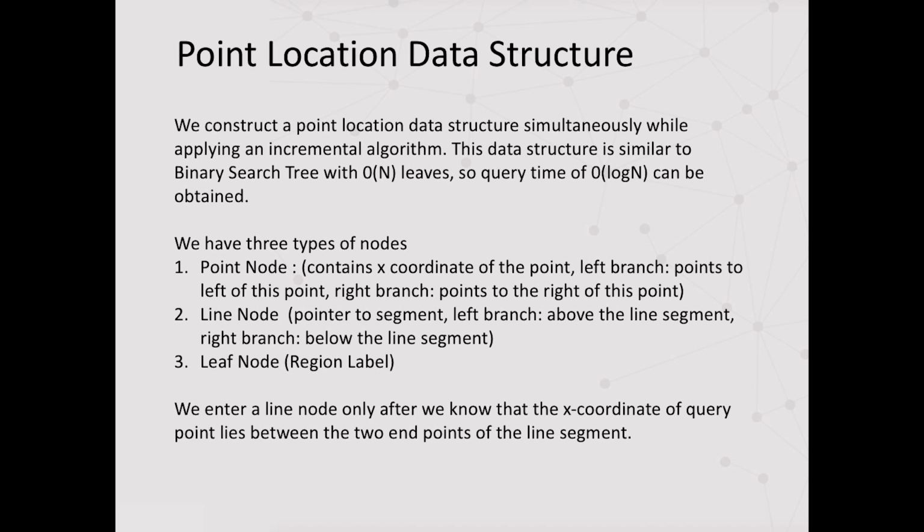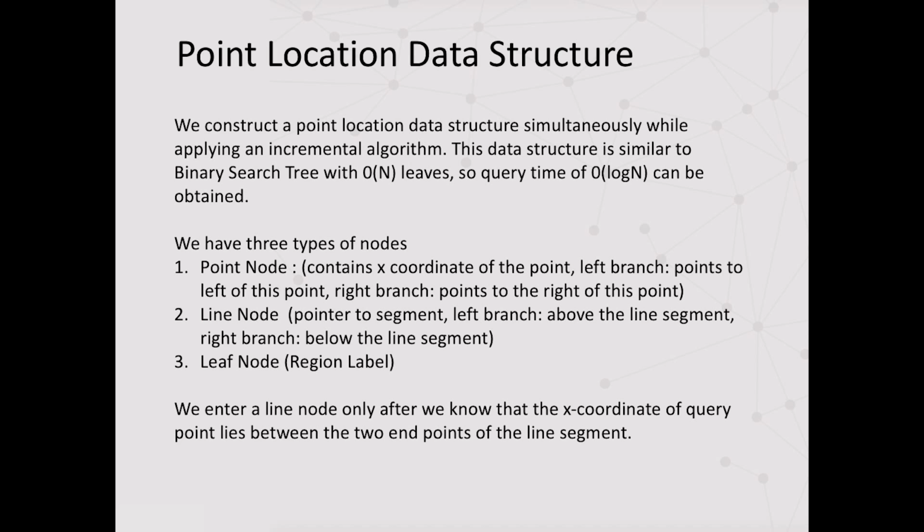This data structure is very similar to, but not exactly, a binary search tree. It has three types of nodes: a point node, a line node, and a leaf node. Now a point node is something that represents a point, and the left child of a point node can be another point or a line or a leaf node which lies to the left of the point in the graph, and the right child can be anything that lies to the right of the point.